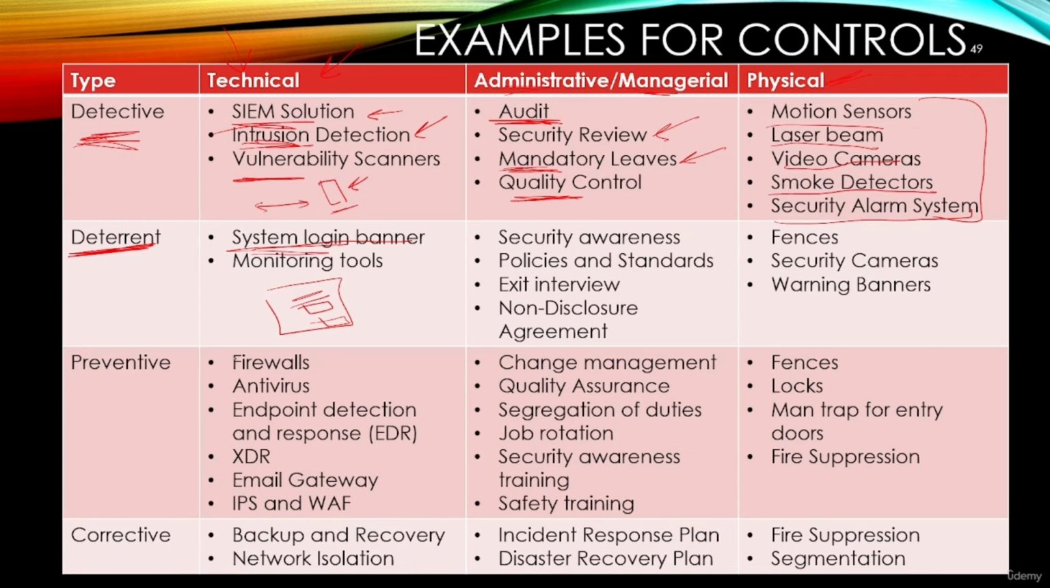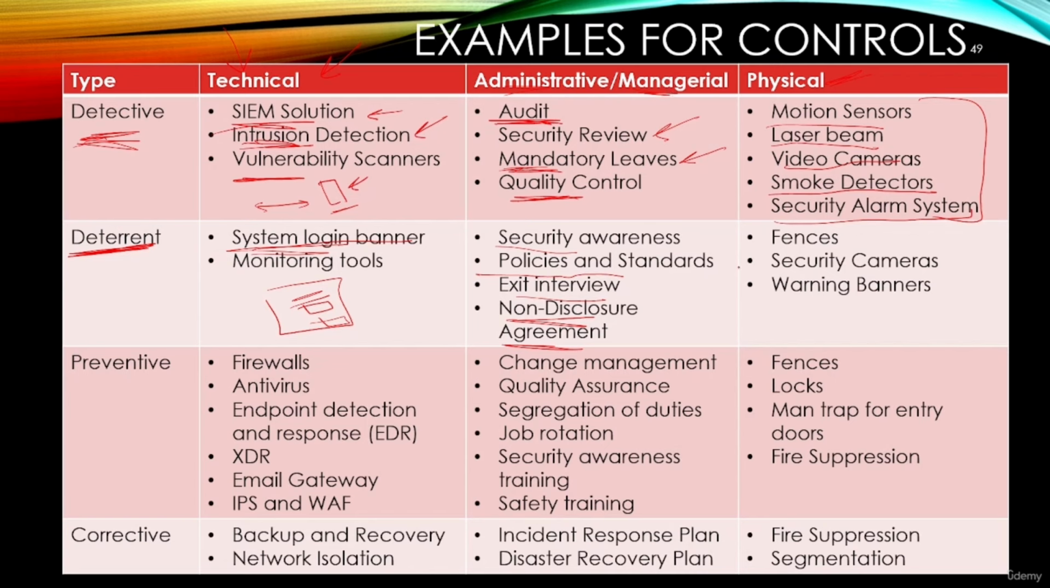For administrative deterrent controls, we have security awareness training, policies, standards and procedures, and the exit interview, which is used by HR to remind employees who are going to leave the organization about the signed non-disclosure agreement and the implications of not keeping its secrecy. This is an example of a deterrent control from the administrative point of view.